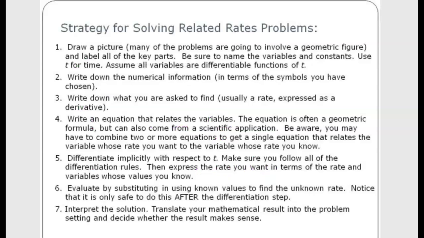So there are some strategies. They're very similar to the optimization strategies. I'm just going to give you a second to read through strategies 1 through 7 for solving a related rate. I'm going to give you about 30 seconds to a minute to read through that.